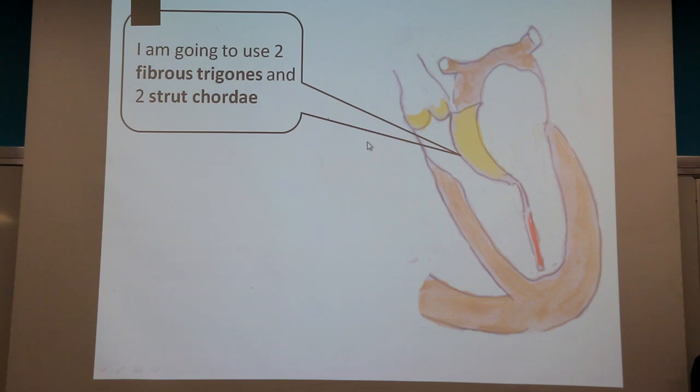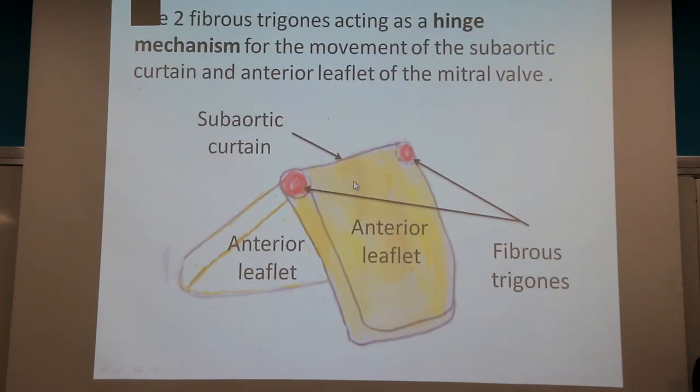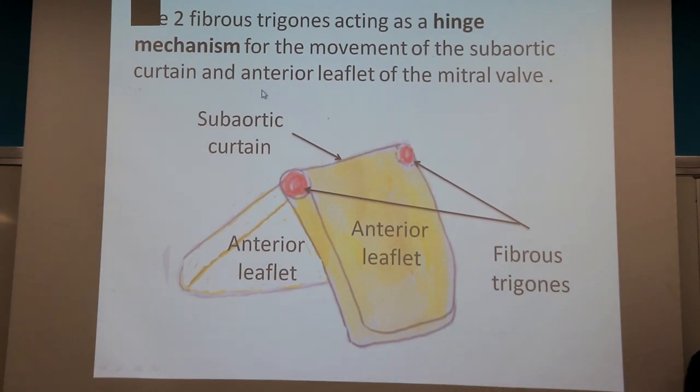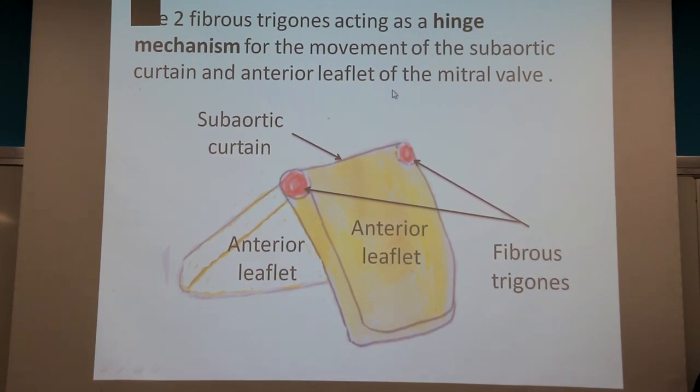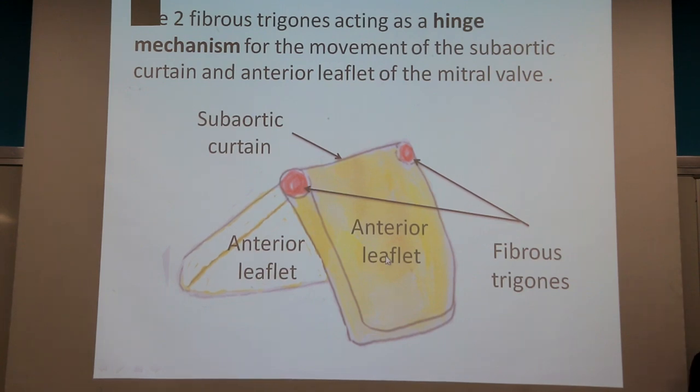She's going to use two fibrous trigones and two strut chordae. What about the fibrous trigones? Here are the two fibrous trigones. The two fibrous trigones act as a hinge mechanism for movement of the subaortic curtain and the anterior leaflet of the mitral valve. Here is the curtain and here is the anterior mitral leaflet. The two trigones make a hinge mechanism, so as not to obstruct the outflow.